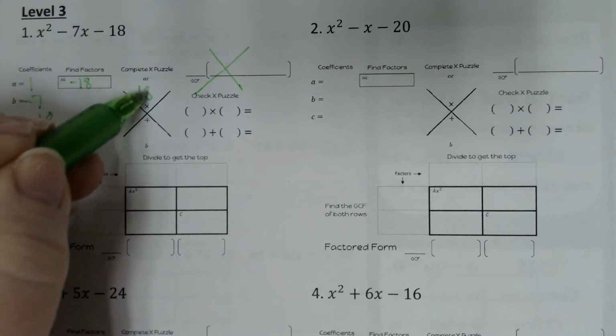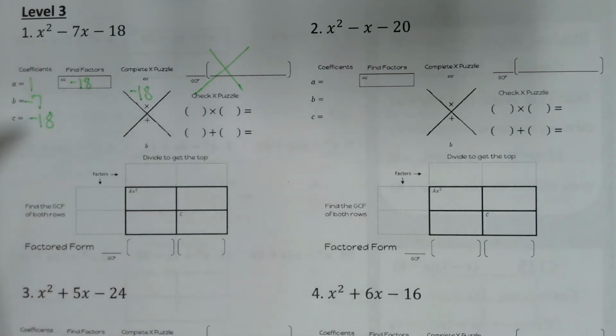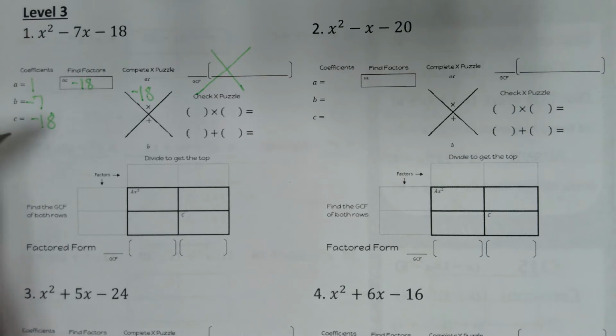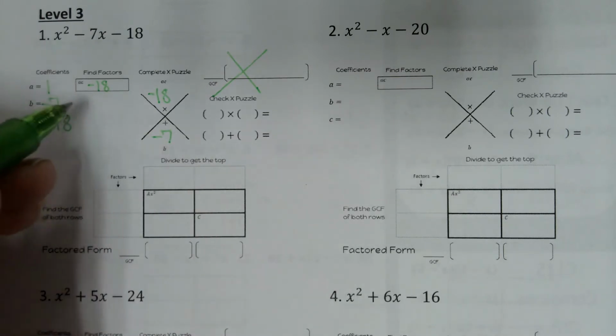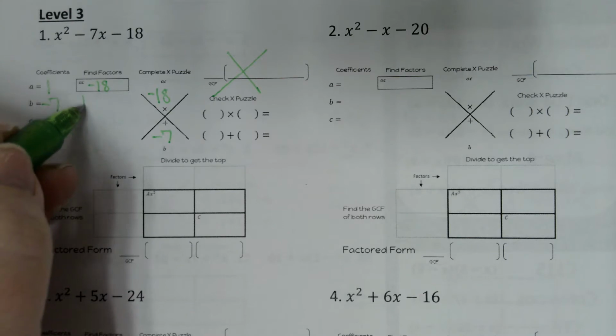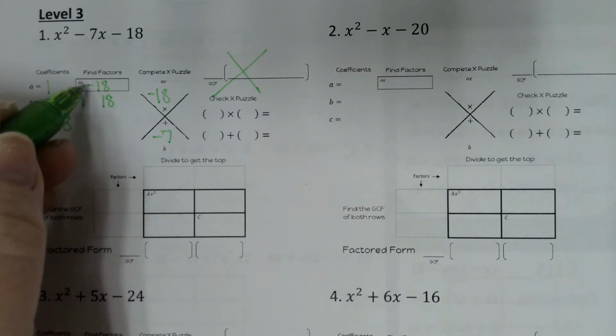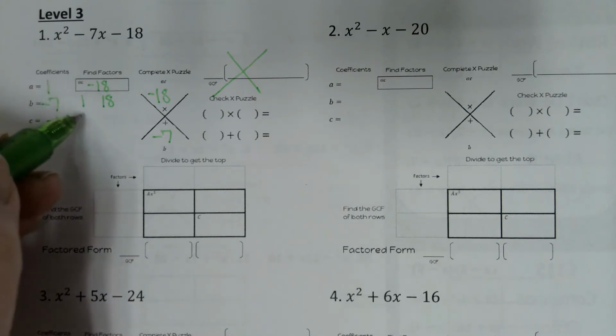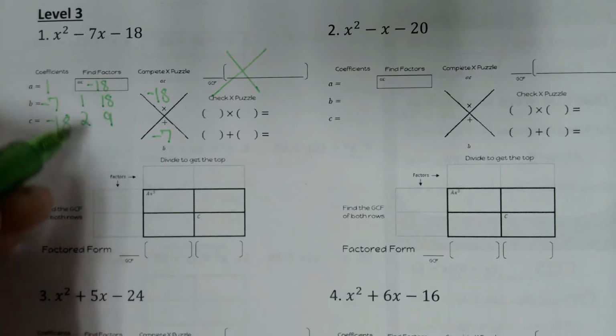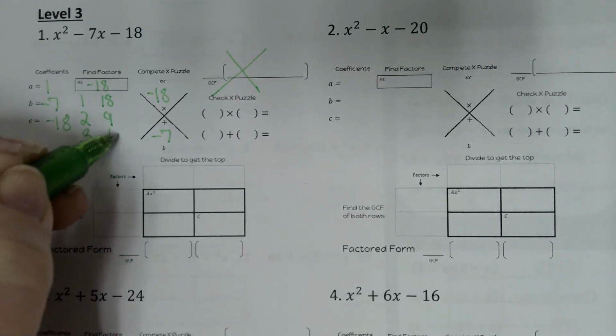That means that negative 18 will be on the top of our x, and on the bottom of our x, we'll have our b value, which is negative 7. The factors are 1 and 18. Notice that I'm not dealing with the negative yet. That's why we have a factoring flowchart. 1 and 18, 2 and 9, 3 and 6.